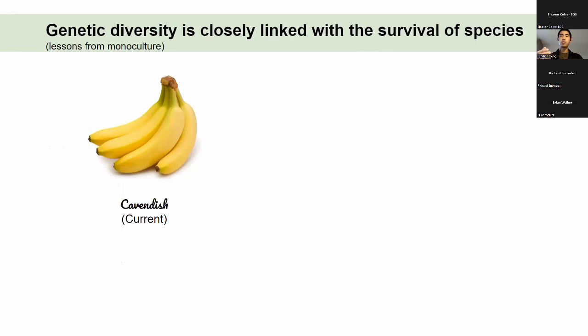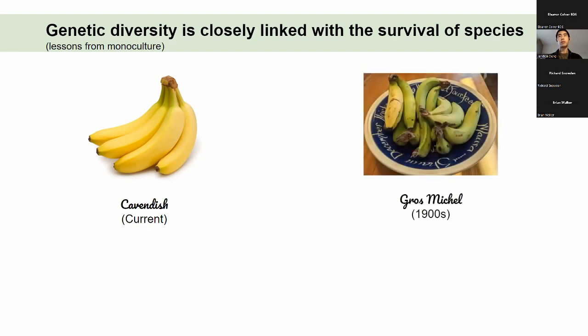And genetic diversity is linked with the survival of the species. You can imagine that if there is no genetic diversity, then natural selection won't happen, and the species cannot adapt to the changing environment. So there is a very classic example of how low genetic diversity is linked to the survival of the species. So we all eat bananas. The banana type currently in the supermarket is called Cavendish, but actually 100 years ago, the dominant type was called Gros Michel. So how did Gros Michel just disappear suddenly?